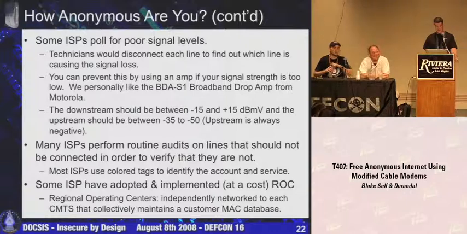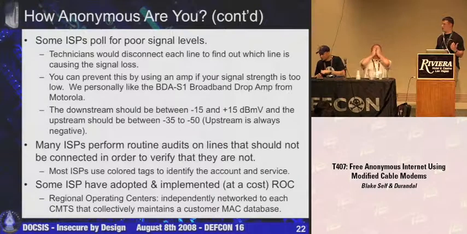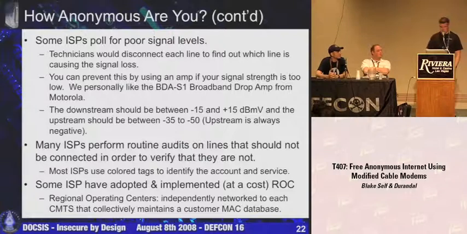Sure, works pretty well. I know a lot of ISPs use colored tags to say what kind of service they have, so if you cut those off, there's not a whole lot of information for them. They have to trace this stuff and figure out what account it is and what it's supposed to have. Also, some ISPs have adopted and implemented, at a cost, ROCs, regional operational centers, which sit in front of the CMTS and maintain a list of customer MAC addresses.